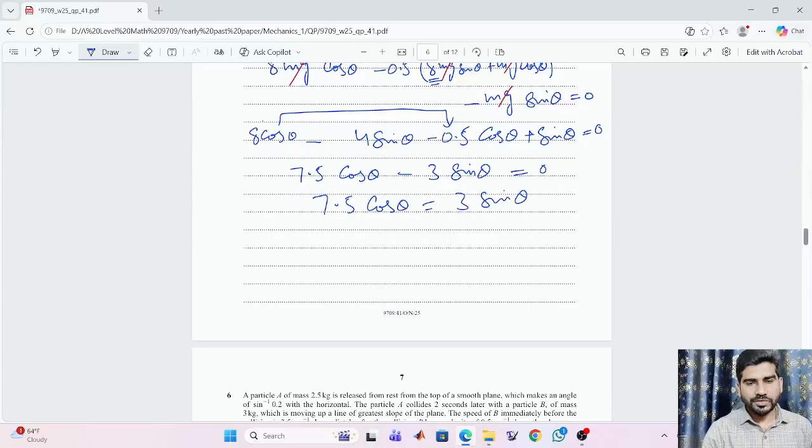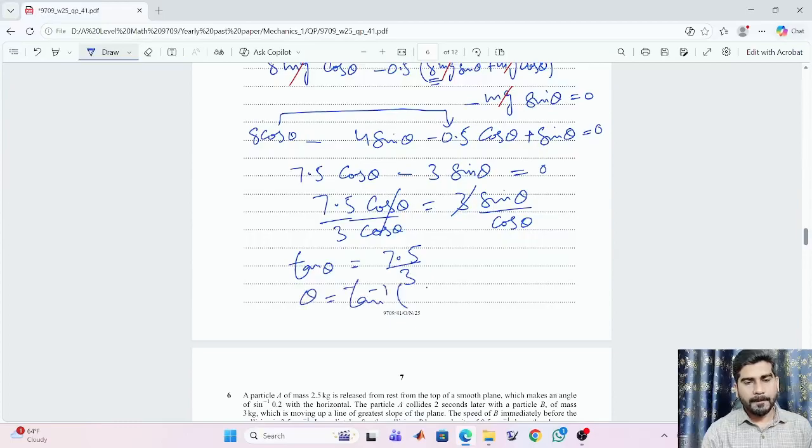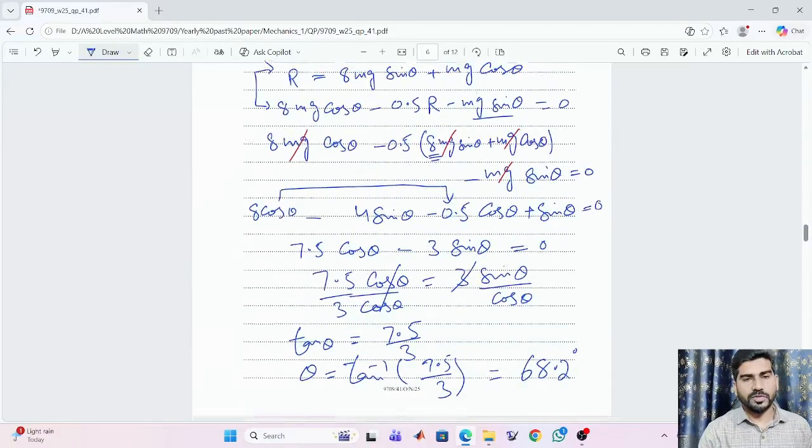Now, divide both sides by cos theta and divide by 3. So there will be tan of theta equal to 7.5 over 3. So theta is equal to tan inverse 7.5 over 3. Okay, we can use our calculator here. So tan inverse 7.5 over 3, and it will be 68.2 degrees. This will be the theta here.